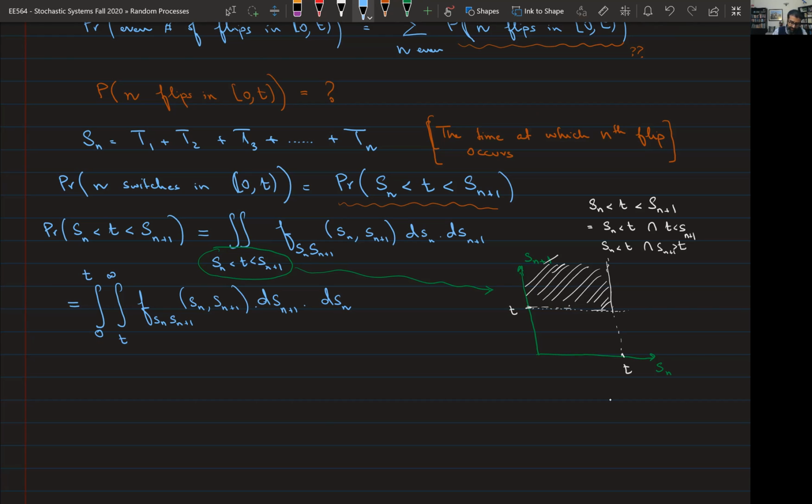Okay. Now, it turns out that this joint PDF can be found by looking at conditionals. And so this is 0 to t. This is t to infinity. And let me just split the joint PDF like this. So this is f of Sn plus 1 given Sn, times f of Sn, times dsn plus 1 and dsn, right?